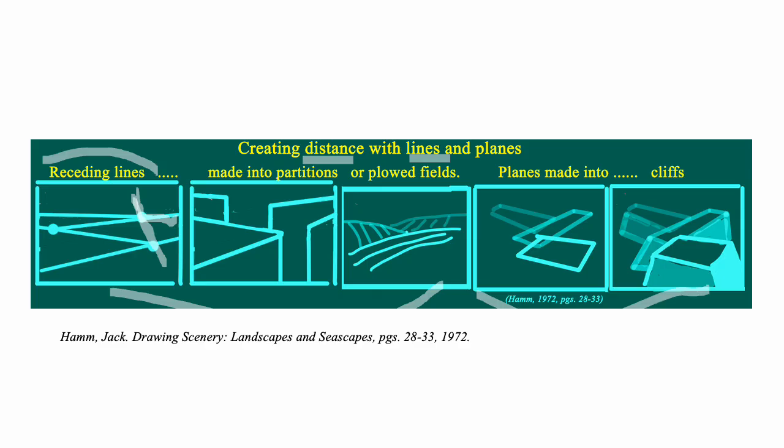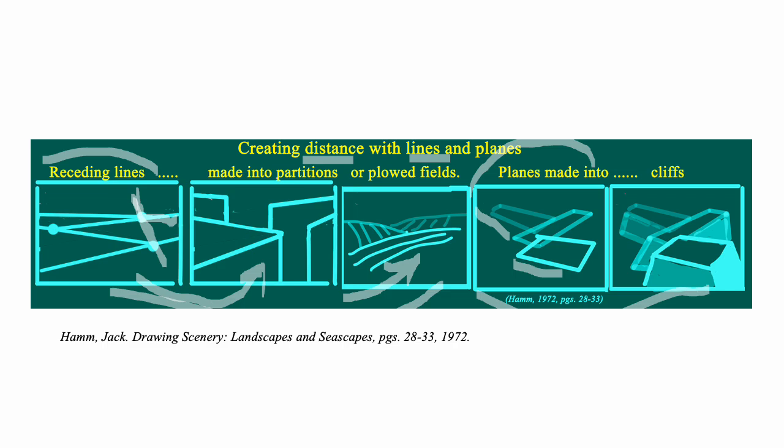Now you can convert these receding lines into partitions here by drawing the vertical lines. Also, you could use the same basic diagram to draw these plowed fields. Now, what about the planes? You could start with horizontal planes that differ in size and direction, but there should be one dominant direction, and in this case, the dominant direction is toward the upper left.